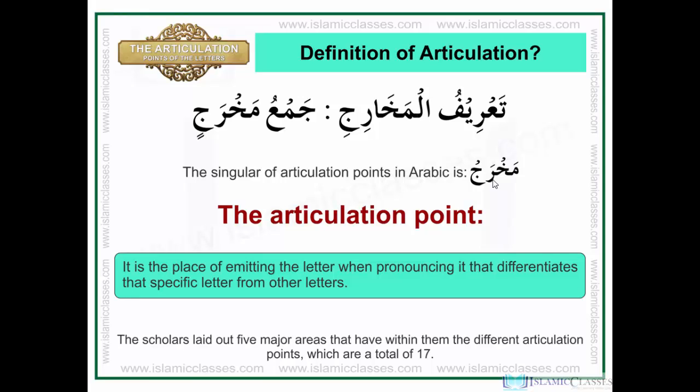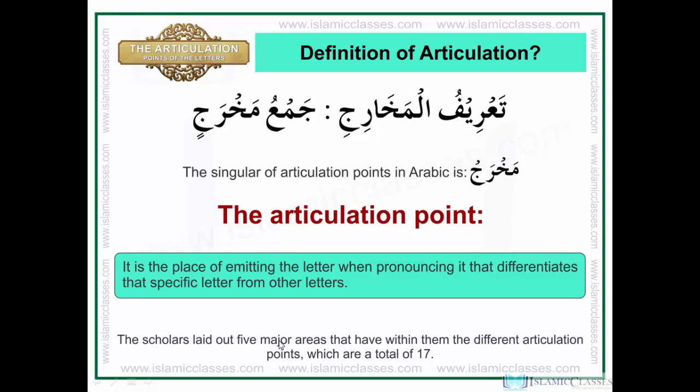From one makhraj, from one articulation point, we can deliver one letter sound, two letter sounds, or three letter sounds. The plural is also called makharij. Articulation points means makharij. Makharij is a plural and makhraj is a singular. This is the difference. The scholars laid out five major areas.